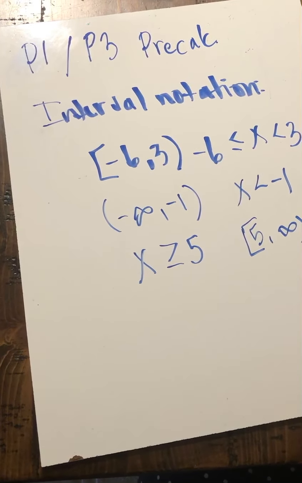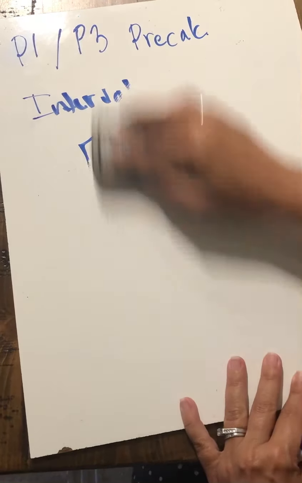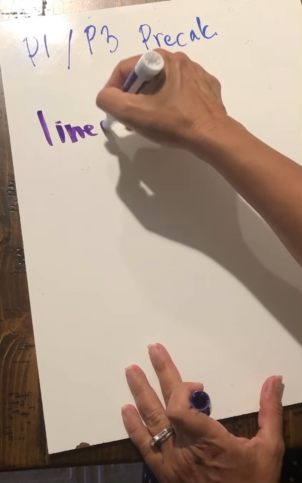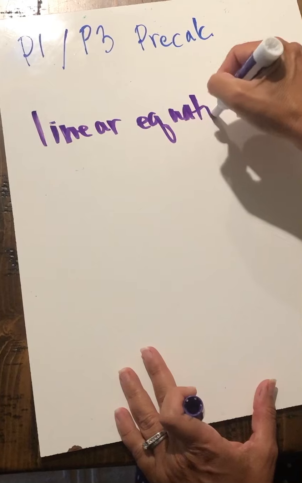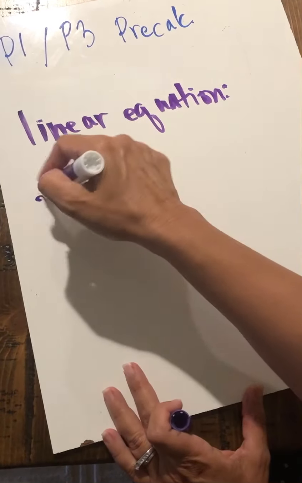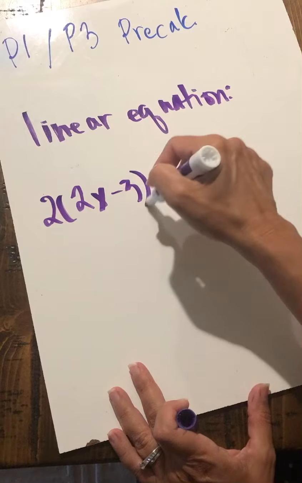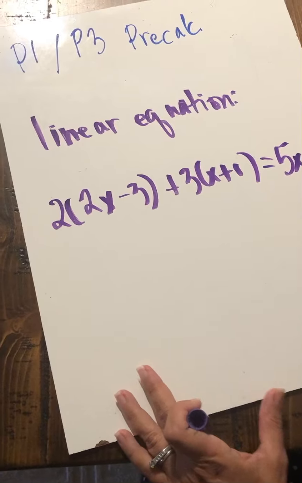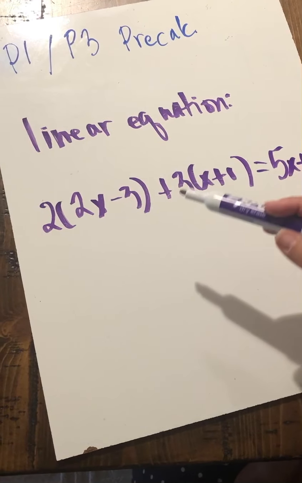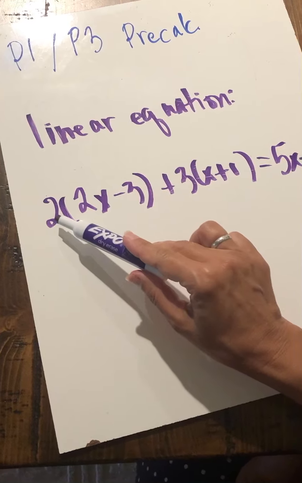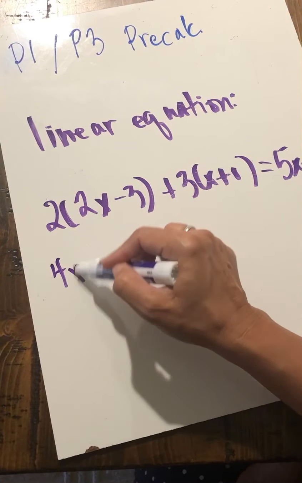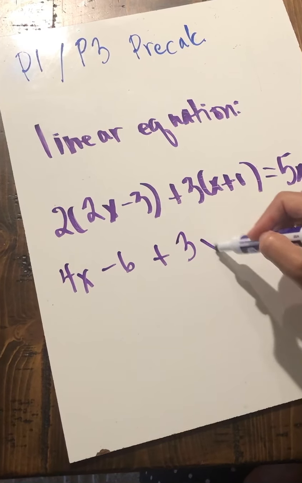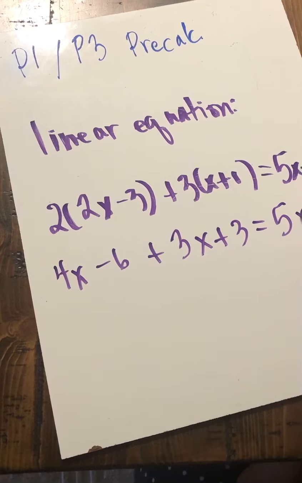So let's go ahead and now solve some linear equations. So write down this first linear equation. Write down 2 times 2x minus 3 plus 3 times x plus 1 equals 5x plus 2. So we know it's a linear equation because we have x to the first degree. So let's start simplifying by distributing. So distribute the 2. So 2 times 2x is 4x minus 6 plus 3 times x plus 1 will leave you with 3x plus 3 equals still 5x plus 2.